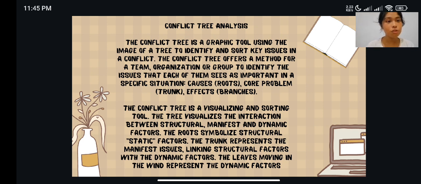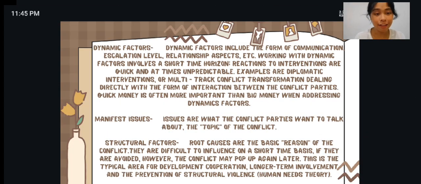The tree visualizes the interaction between structural, manifest, and dynamic factors. The roots symbolize structural static factors. The trunk represents the manifest issues, linking structural factors with the dynamic factors. The leaves moving in the wind represent the dynamic factors. Dynamic factors include the form of communication, escalation level, relationship aspects, and so on.